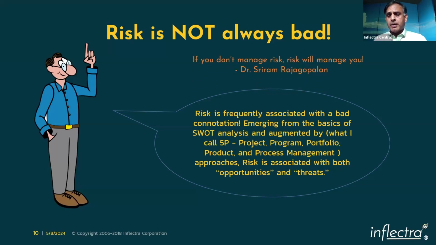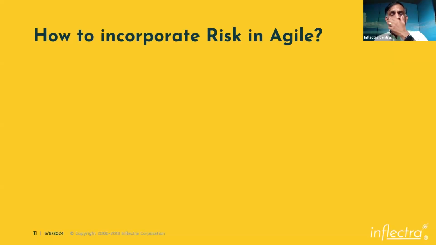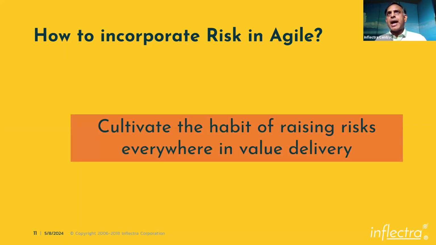So I repeatedly emphasize this: if you don't manage risk, risk will manage you. Now, the latter won't be a good solution at all. So proactively get on top of managing risks. Okay. Now, how to incorporate risk in agile, enterprise or agile ways of thinking? Cultivate the habit of raising risks everywhere in value delivery. We need to start doing this. Oh, it's much easier said than done, Sriram. How do we go about this?